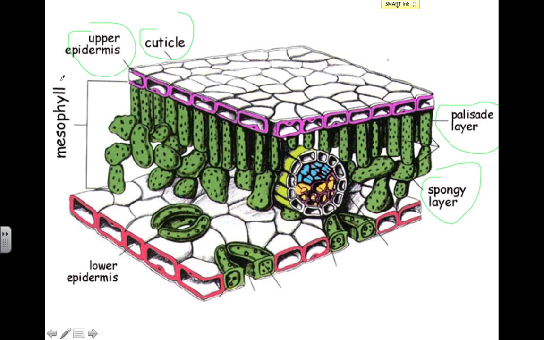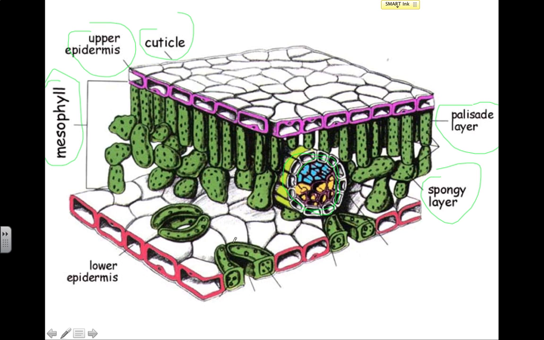Both the palisade layer and spongy layer are in an area of the leaf called the mesophyll, kind of that middle layer of the leaf, right? Embedded in the spongy layer, you're also going to have veins. So in that, you're going to have xylem and phloem. On this diagram, the yellow represents the xylem tubes, and the blue represents the phloem tubes.